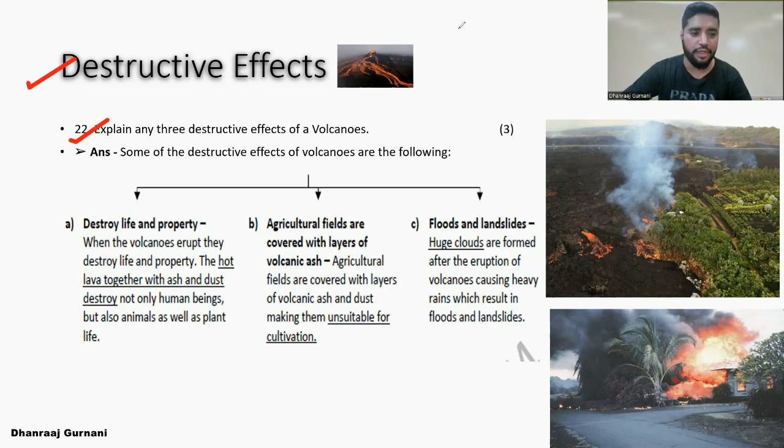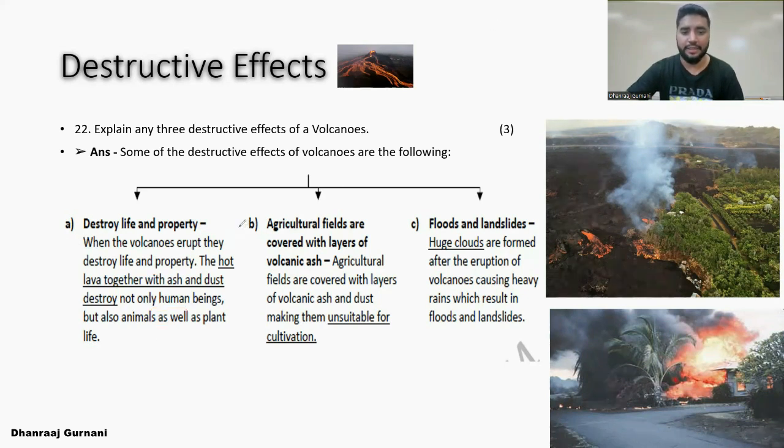Let's see the first one. It destroys life and property. Now you're going to show negative sides of volcanic eruptions. Obviously, volcanoes are not good. Number 1, you're saying it destroys life and property. When volcanoes erupt, they destroy life and property. The hot lava together with ash and dust destroy not only human beings but also animals as well as plant life.